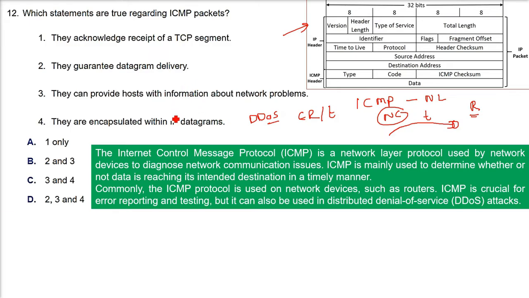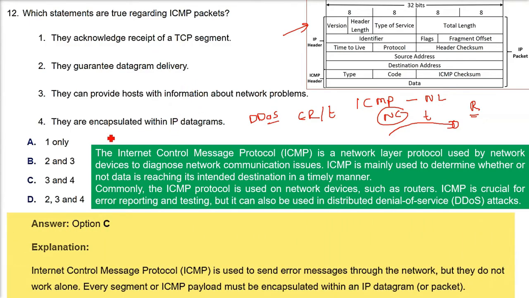ICMP, Internet Control Message Protocol. So the answer here is 3 and 4. They can provide hosts with information about network problems, as we just discussed, and they are encapsulated within the IP datagrams, which you see in the picture also. Every ICMP payload has to be embedded within an IP datagram or packet. That is how Internet Control Message Protocol is used to send error messages throughout the network, but they don't work alone. They have to be encapsulated in IP.